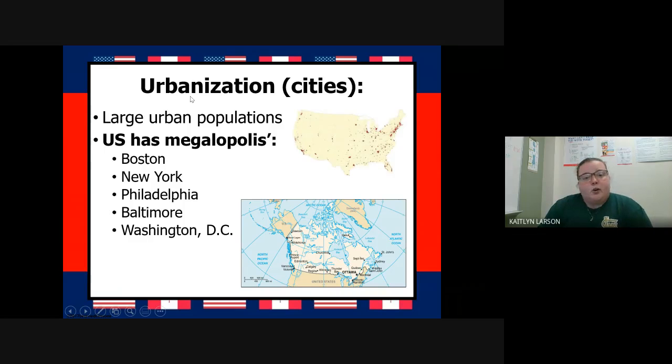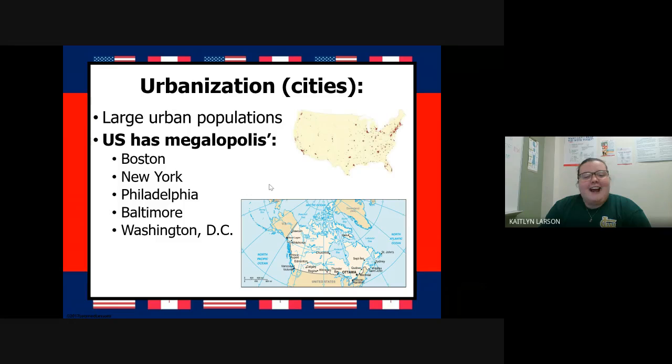So urbanization is one of your vocab words. Again, it pretty much just means big cities, where people are moving to the cities. And this is going to create what is called a megapolis. Now, a megapolis basically means big city. Okay, so mega, big. Opolis, city. Okay, real creative, the Greeks were.